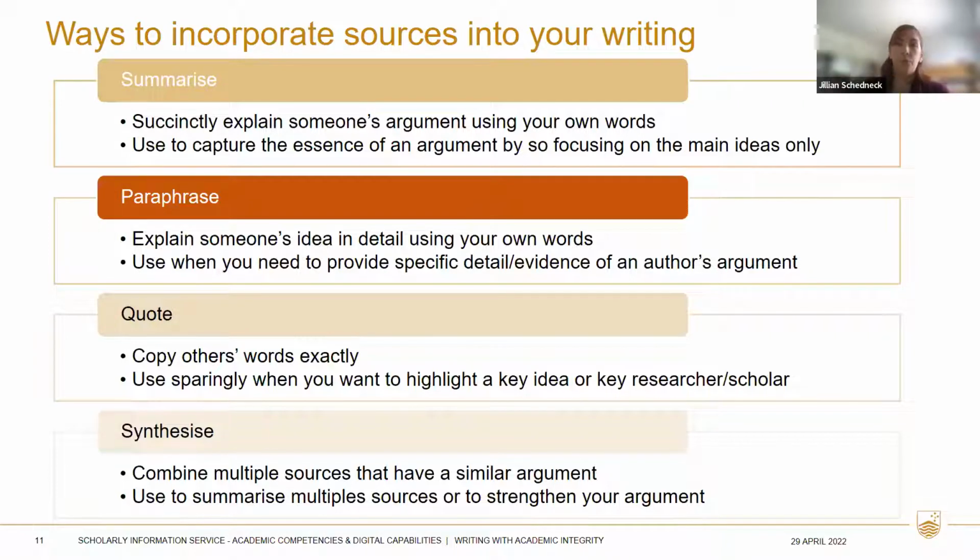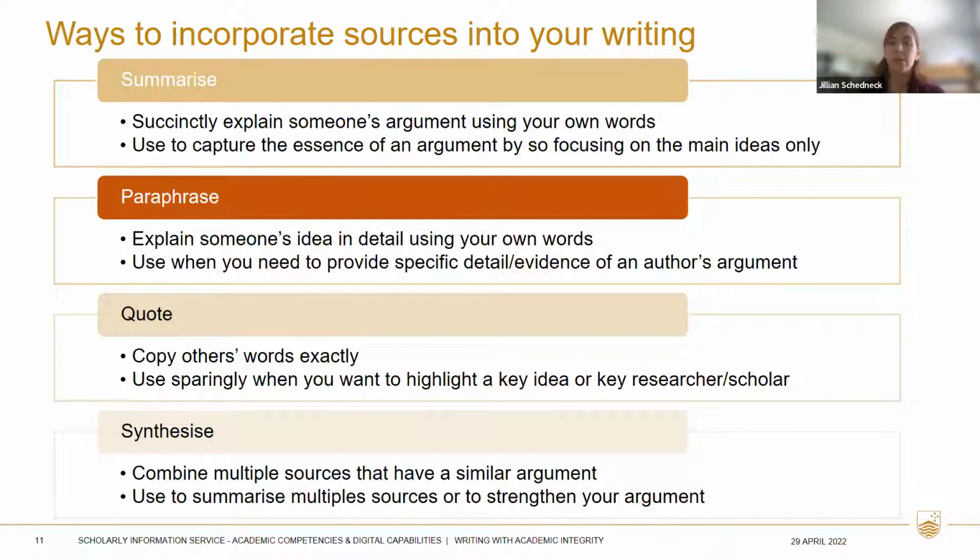Okay, so we've got 4 ways to incorporate sources into your writing. You can do these with academic integrity, or there's ways to do it with academic misconduct. We want to avoid that. But these are the 4 choices you have for how to incorporate sources into your writing: summary, paraphrase, quote, and synthesis.